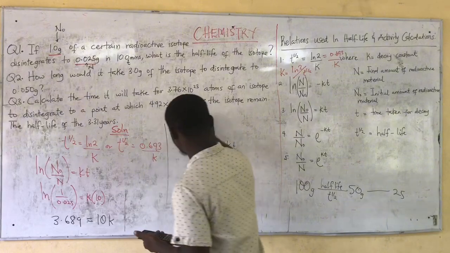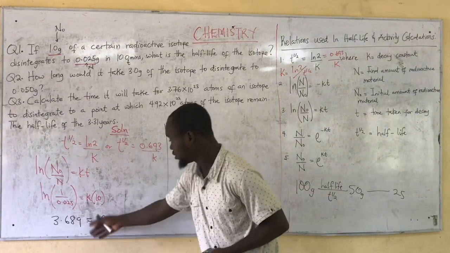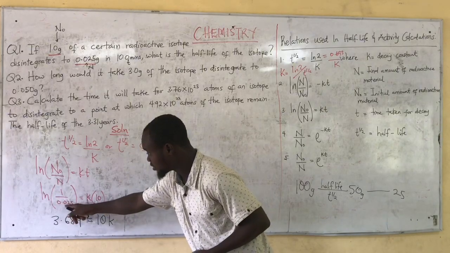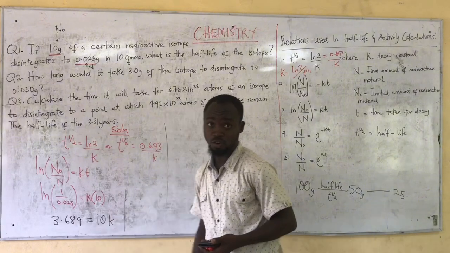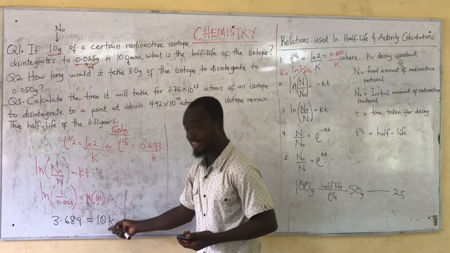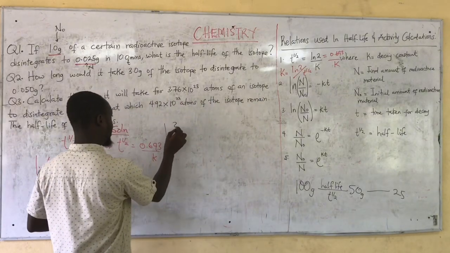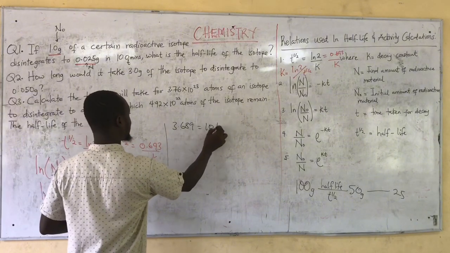So we are going to continue over here. After our substitution, ln of brackets with the numerator 1 over 0.025 will give us 3.689. You can do that as well. And this is equal to K times 10. That is what? 10K. Is that okay? So we are continuing over here. So we have 3.689 is equal to 10K.